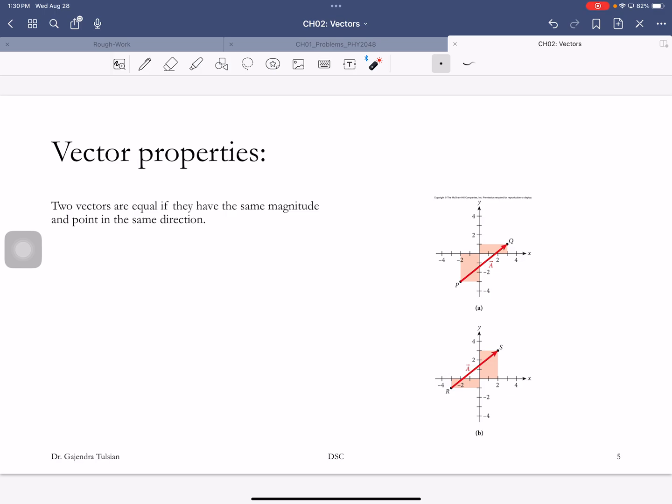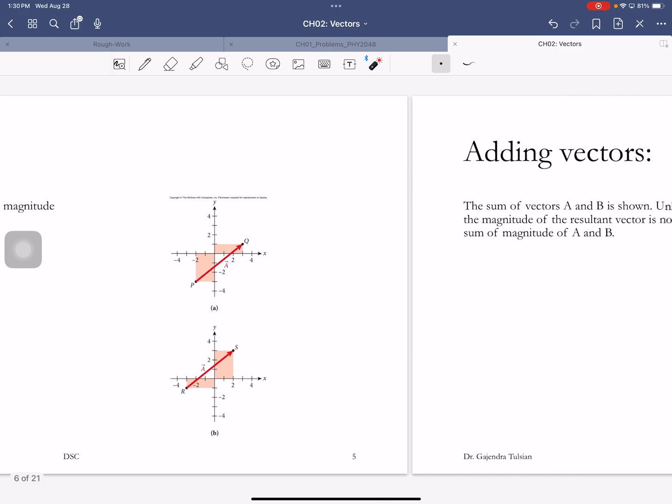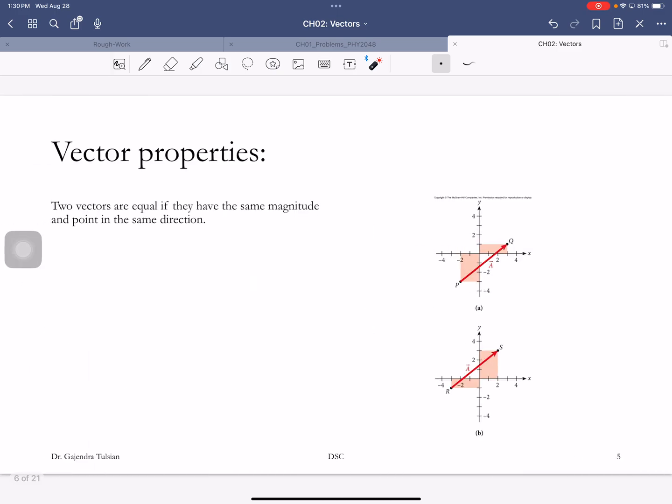Two vectors are equal to each other if they have the same length and they're pointing in the same direction. So physically what this would mean is, for instance, if you're going 50 miles an hour north on Nova Road and 50 miles an hour north on I-95, your velocity is the same.